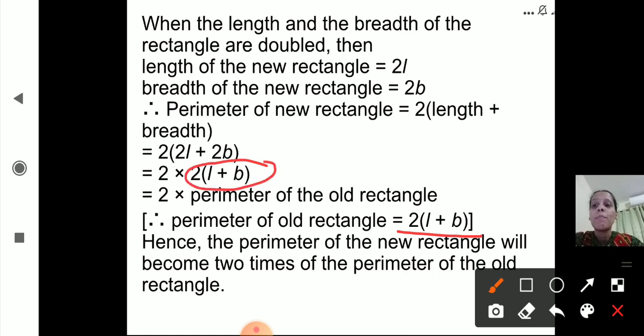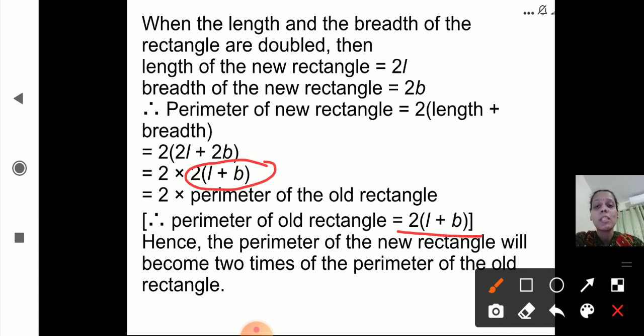So 2 multiplied by the perimeter of the old rectangle, right? In the bracket also we will mention this. Therefore, the perimeter of the old rectangle is equal to 2 into (L plus B). So 2 multiplied by the perimeter of the old rectangle. Hence, the perimeter of the new rectangle will become 2 times the perimeter of the old rectangle.